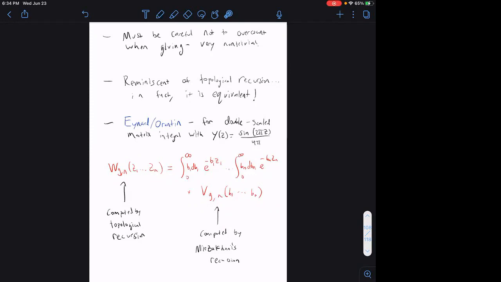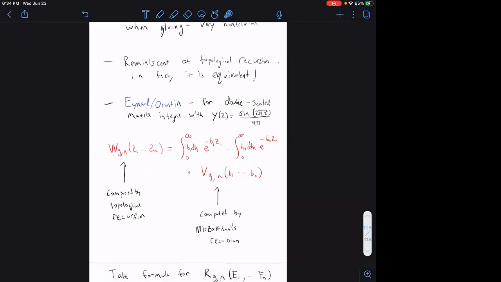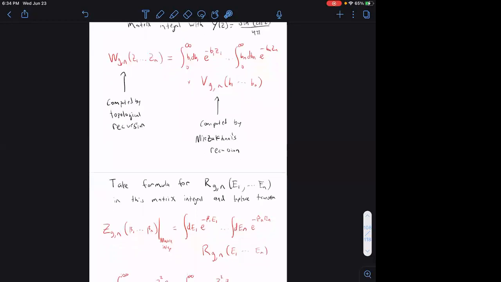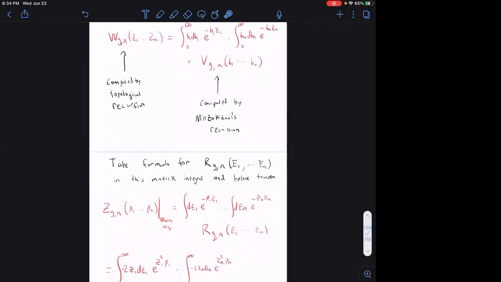Okay, so these unknown things in our formula for JT gravity, there's a way to compute them by using recursion relations given by Mirzakhani, or by using recursion relations from this topological recursion. So let's take our formula for the partition functions in JT gravity and in a matrix integral, and we're going to compare them using this formula.